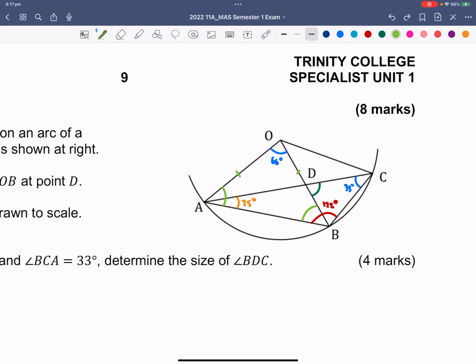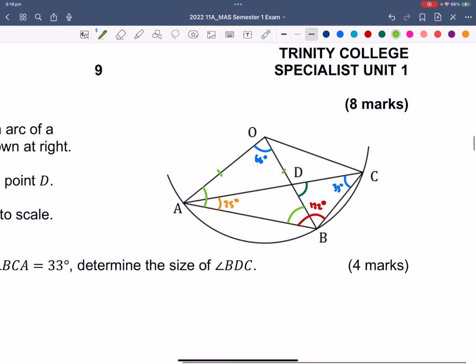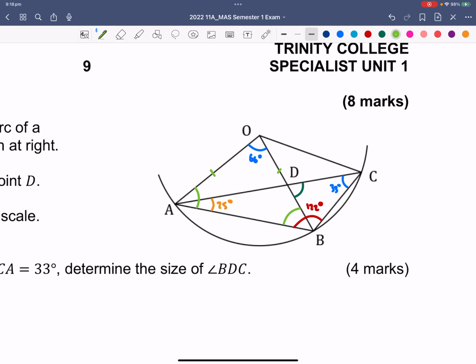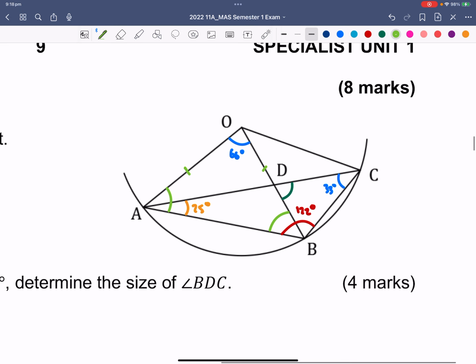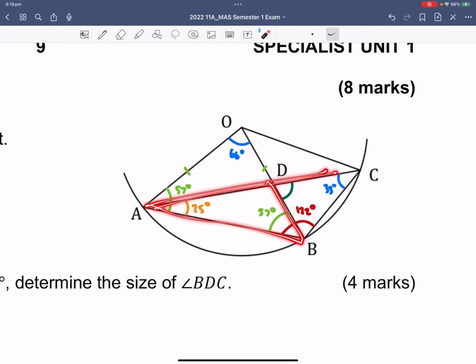So 180 take 66, divided by 2. 180 take 66 is 114. 114 divided by 2 is 57 degrees. So that's 57 degrees, and that's 57 degrees. Then if that's 57, how much is just this one? We're done, we're sorted. Do you notice we have an exterior angle of a triangle?